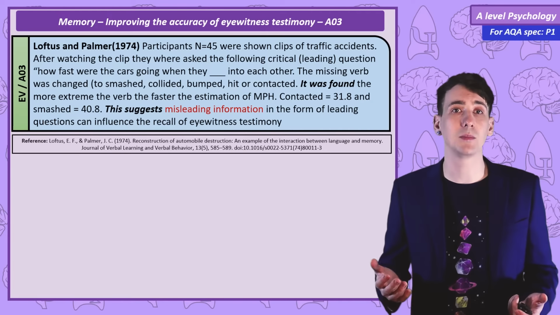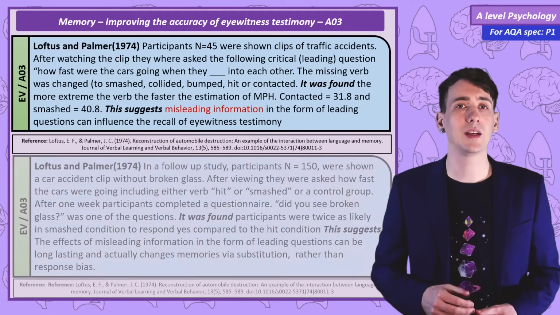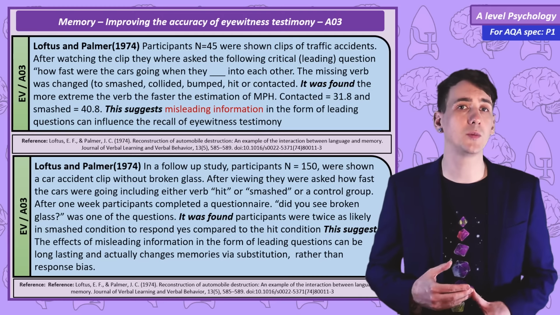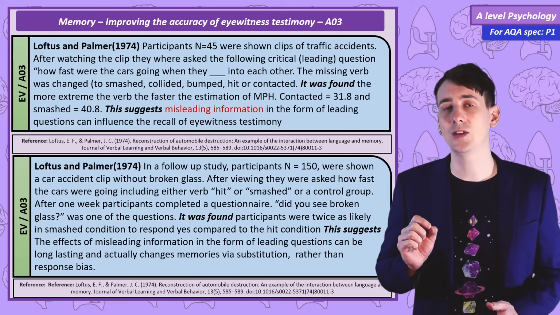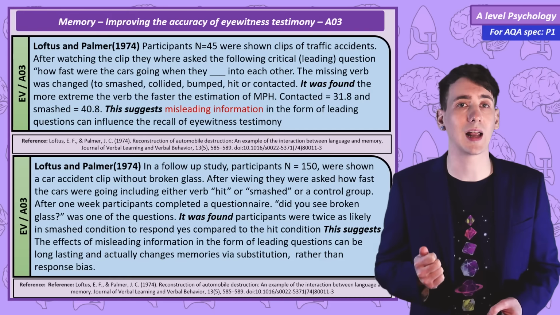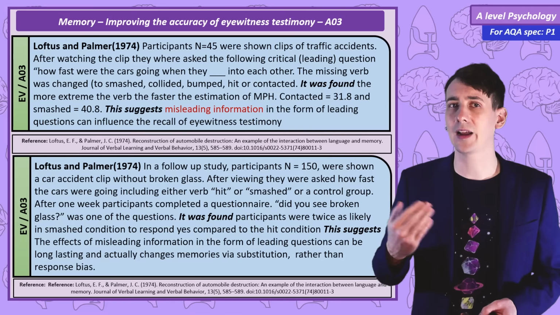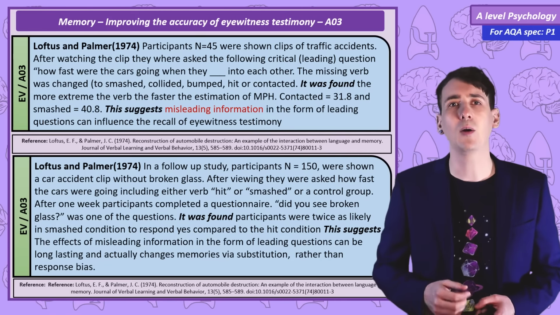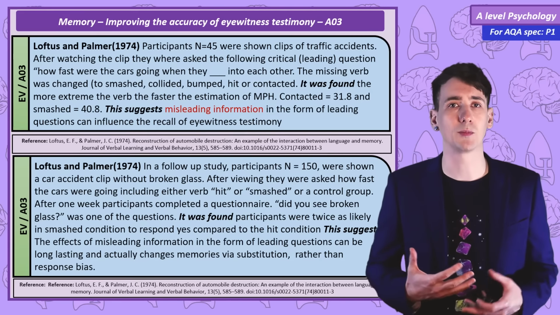Now, this does suggest that misleading information in the form of leading questions can influence the recall of eyewitness testimony. In a second study, 1 week after being asked if the cars smashed or hit each other, the participants were invited back and completed a follow-up questionnaire. One of the questions was, did you see any broken glass? Now, more than twice as many participants said they'd seen broken glass in the smash condition. Now, it'd been a week since the first part of the study, and it's likely the participants might not even remember that the word smashed or hit was originally used. I would argue that this is a real change in the memory, so substitution bias, not just response bias.